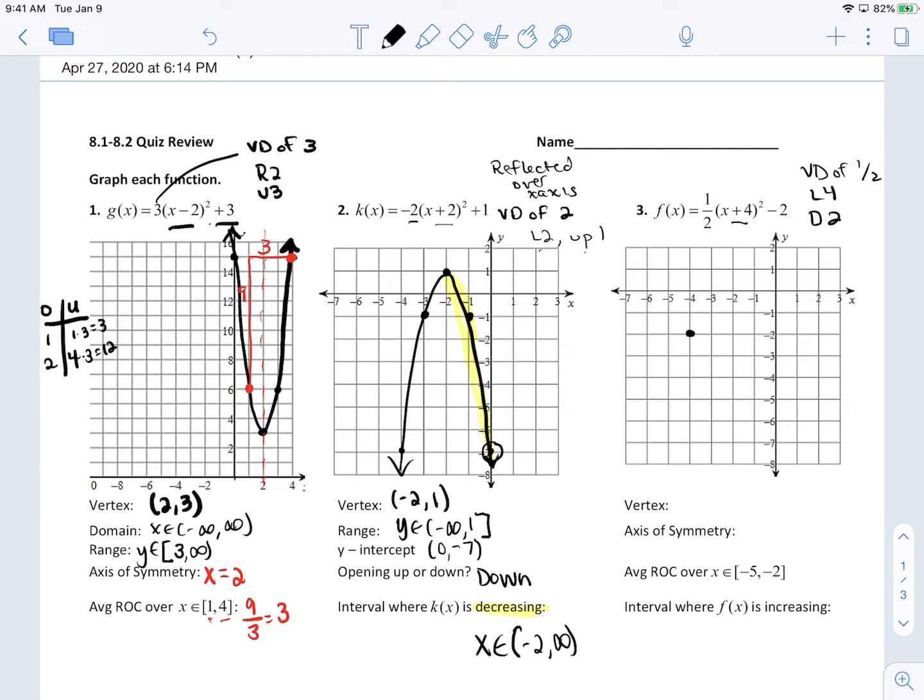Then it has that vertical dilation of 1/2. So instead of the normal 1, 1, 2, 4, we're going to multiply this up amount by 1/2, right? And I ran out of space there, so I'll write it down here. I get 1, 1/2, 2, 2. So over 1 up 1/2 on both sides, over 2 up 2 on both sides.